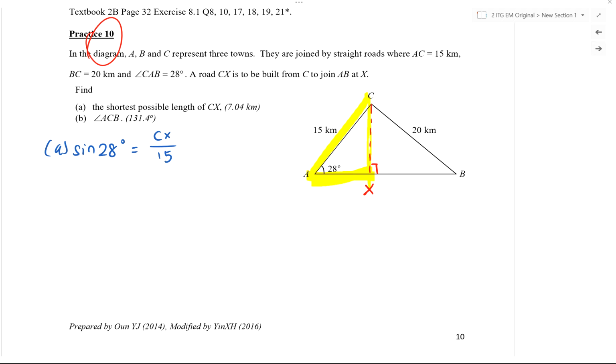Sine 28 is 0.46947. So CX will simply be 15 sine 28 degrees. So I multiply this by 15. I get 7.0420. Round it off to 7.04 kilometers.